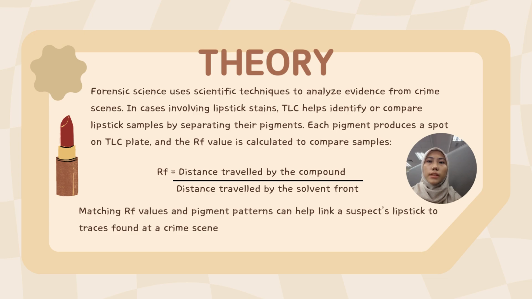A small amount of the sample is placed on a TLC plate and the test is run to separate the different components in the substance. Each component moves a certain distance on this plate depending on its chemical properties, creating spots. To compare samples more easily, scientists calculate using this formula: Rf value is equal to the distance traveled by the compound divided by the distance traveled by the solvent front. If the Rf value and spot patterns from the crime scene match those from a suspect, it can help show a connection. TLC gives forensic teams a reliable scientific way to link evidence to people, making it a valuable tool in solving crimes.